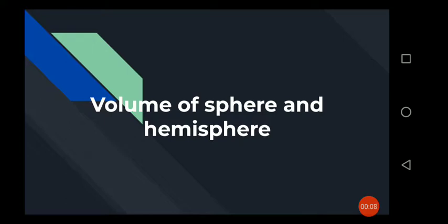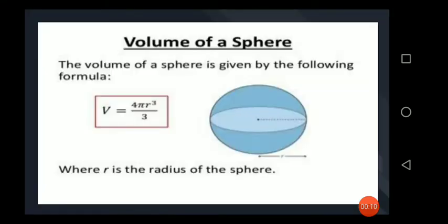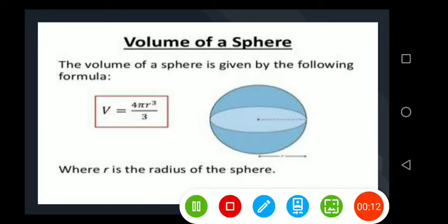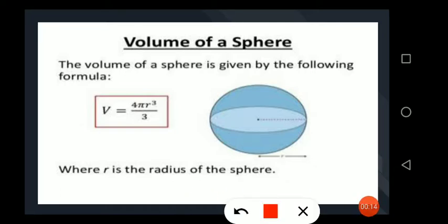So let's start. The volume of a sphere is given by the formula 4 by 3 pi r cube, where r is the radius of the sphere. We know that in a sphere we have only one dimension, and that is its radius. So volume is 4 by 3 pi r cube, where r is the radius of the sphere.